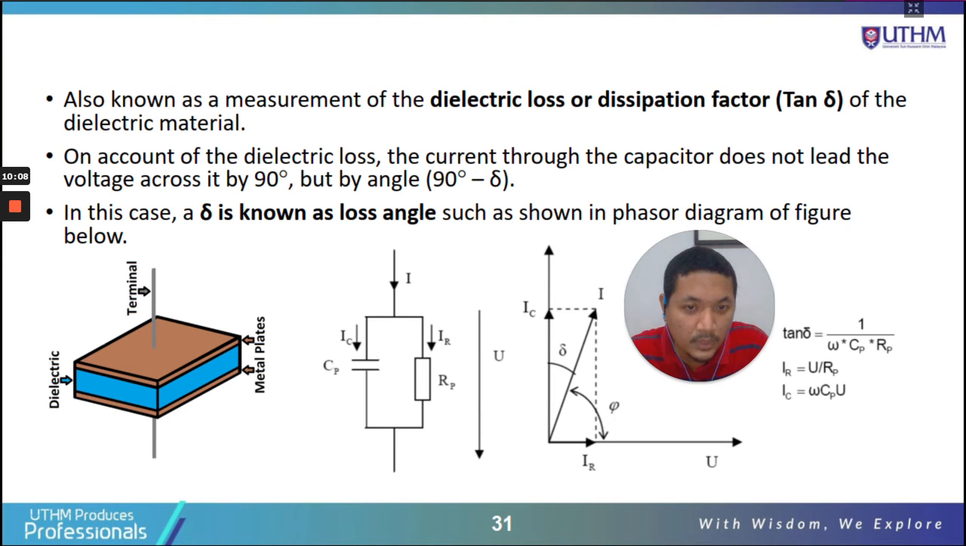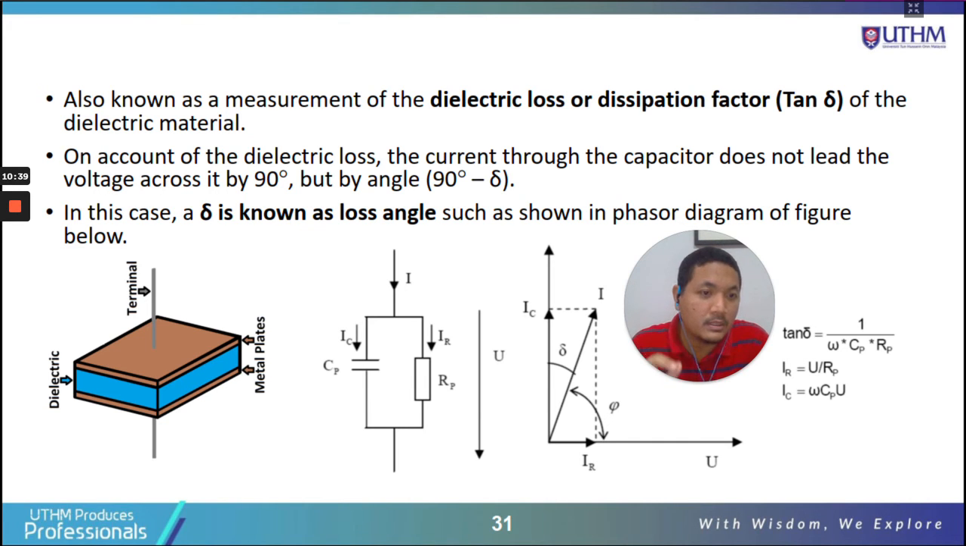If there is no loss, then the current will be 90 degree with the voltage. However, there is a loss because of the IR, because of the imperfection of the capacitor, because of the aging, because of the deterioration of the material. Because of that, it is no longer 90 degree. It has moved towards here, so we have a small angle here that is called delta.